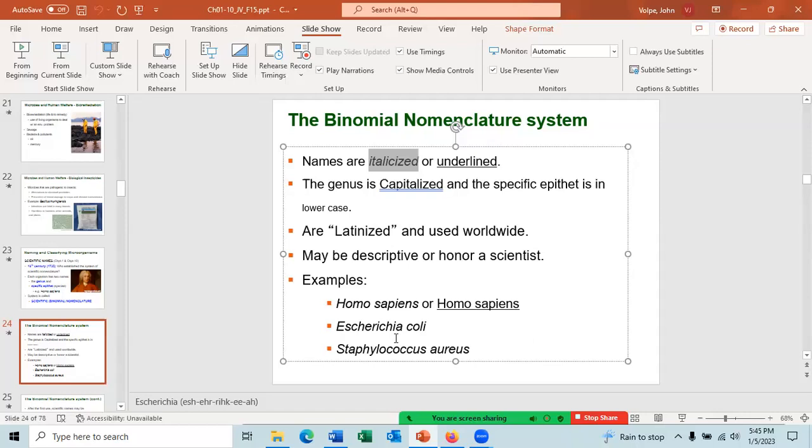E. coli, on the other hand, is honoring a scientist and is descriptive, meaning E. coli or Escherichia coli is found in the colon, and that's why we call it coli. And then Escherichia is named after Dr. Esther, who was an early microbiologist.